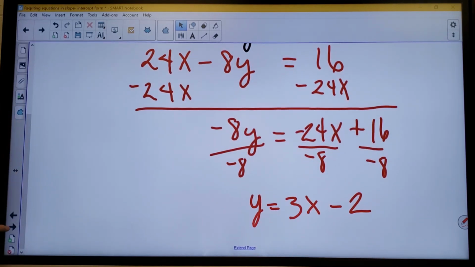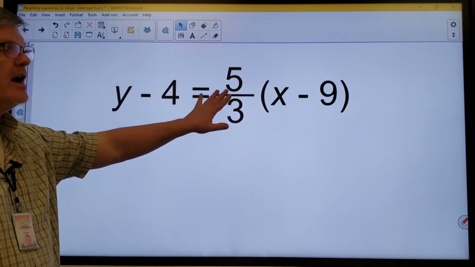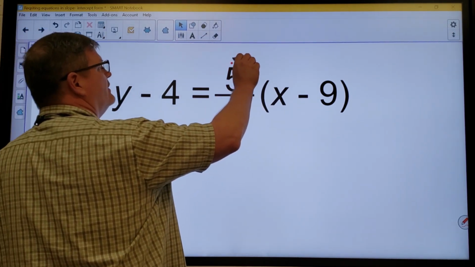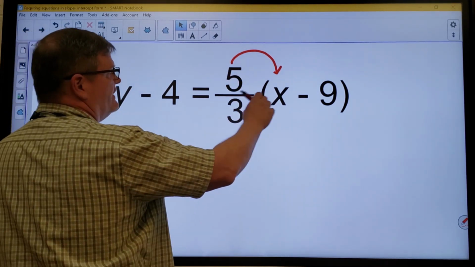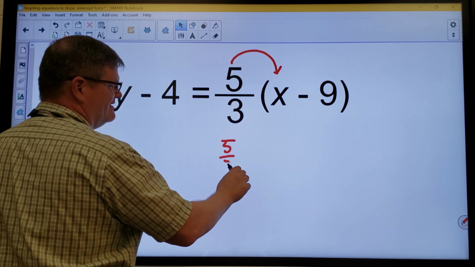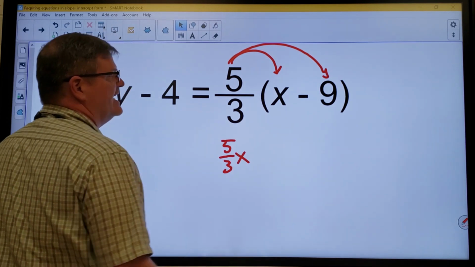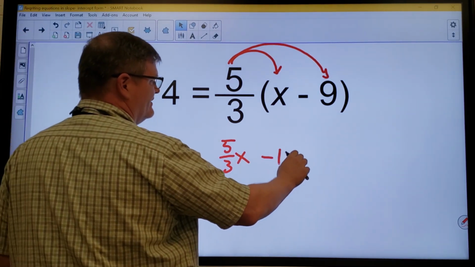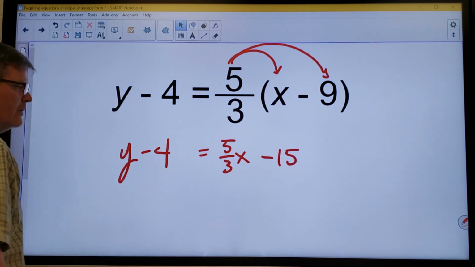Okay. And finally, let's take care of one more example. Now, something like this is going to show up quite often when we're talking about graphing linear equations. So, once again, we have some distributive properties. So what I would do is let's go ahead and distribute 5/3 to everything that's inside the parentheses. So 5/3 times x, I'm just going to write it as 5/3 x. 5/3 times negative 9 is going to be a negative 15. And over here we have y minus 4.